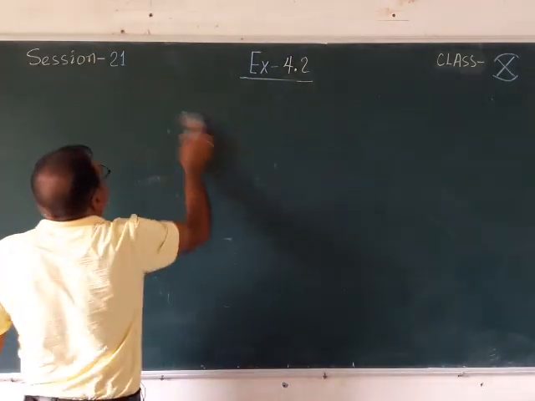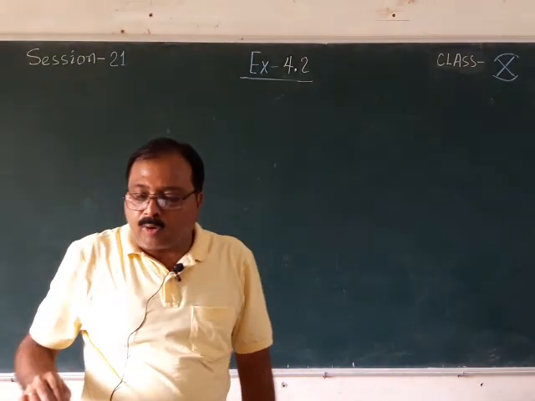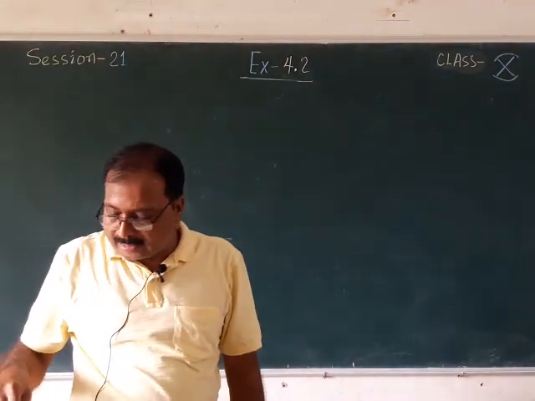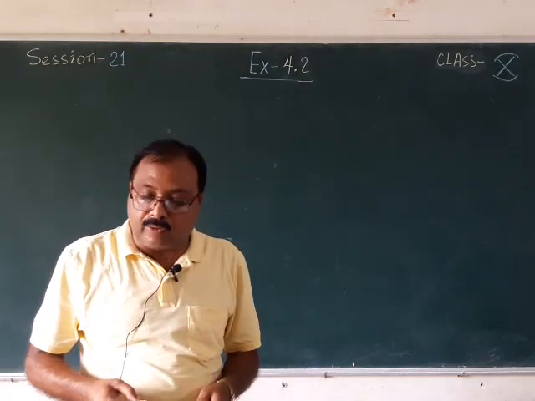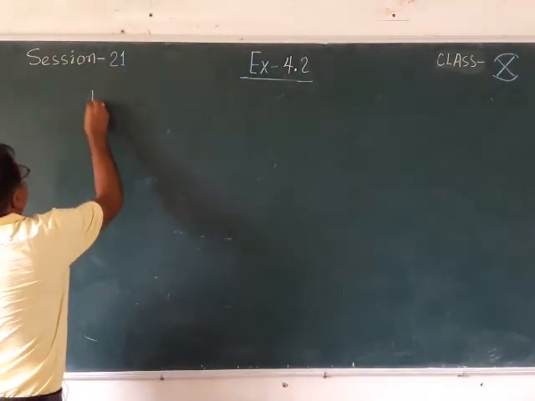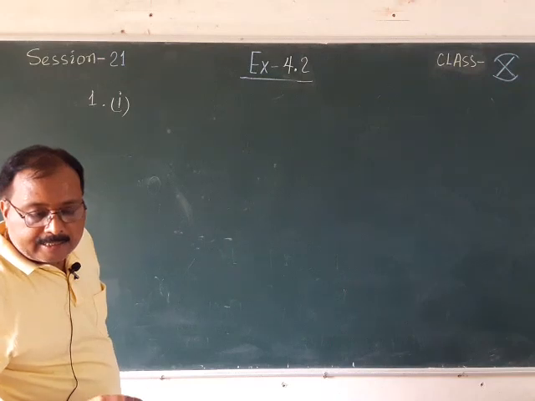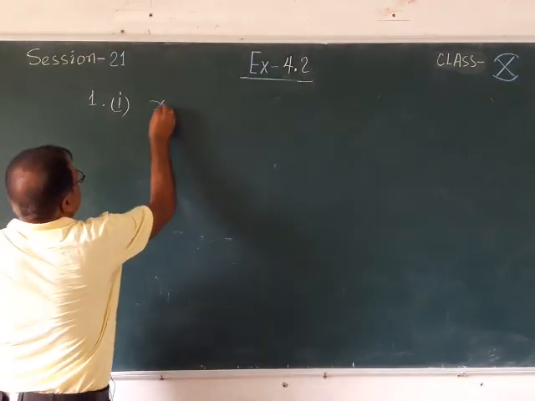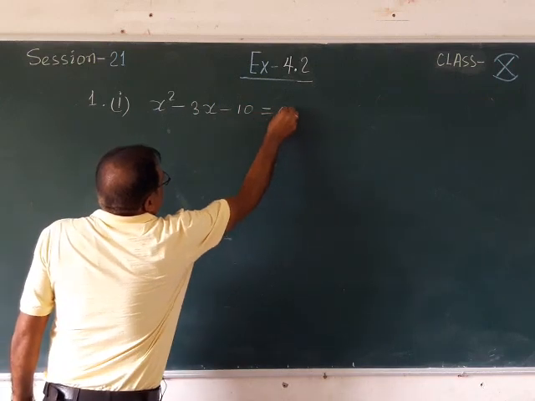Now in 4.2, find the roots of the following quadratic equations by factorization. It is written clearly there that by factorization you need to find the roots of the equation. So let us see how I am doing it. Question number 1. The question is x square minus 3x minus 10 equal to 0.